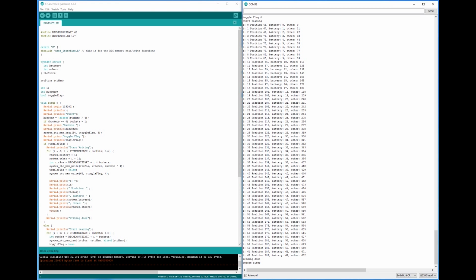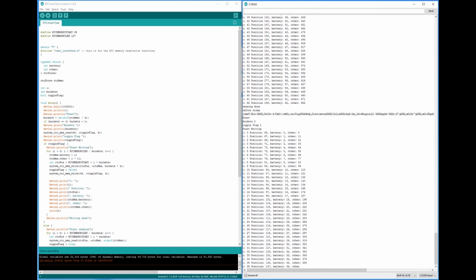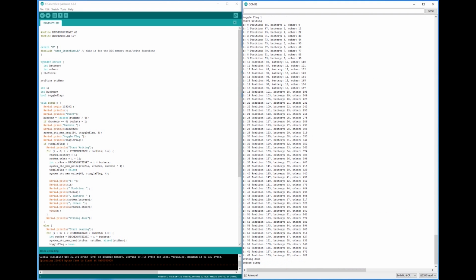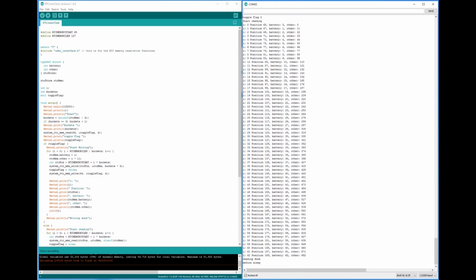And the result is good. The ESP fills the RTC memory, goes to sleep for 5 seconds, and after wake up, reads the values. And they are still the same. So we can now store and retrieve data from and to the RTC memory.